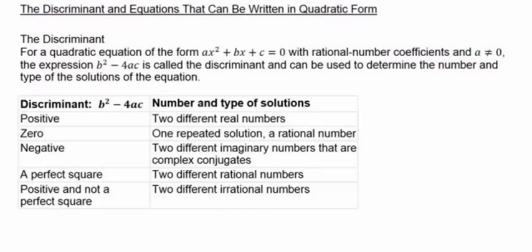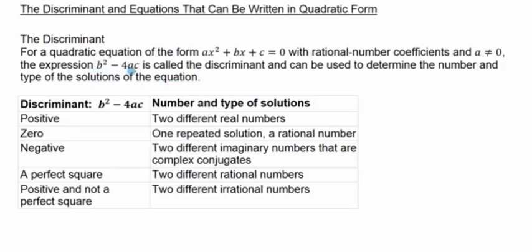In this lesson, we're going to talk about the discriminant and also about equations that can be written in quadratic form. First, let's talk about the discriminant. The definition says that for a quadratic equation of the form ax squared plus bx plus c equals 0, with rational number coefficients and a not equal to 0, the expression b squared minus 4ac is called the discriminant, and it can be used to determine the number and type of the solutions of the equation.